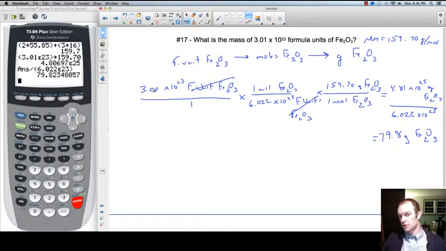Now again, that should make sense as well. This 3.01 times 10 to the 23rd is almost exactly half of Avogadro's number, so that literally means we have half a mole, which means we should have about half the molar mass, and that's about what we have going on with this relationship right here.